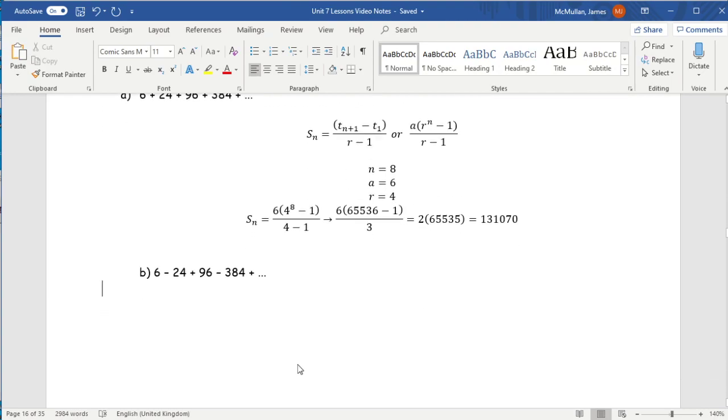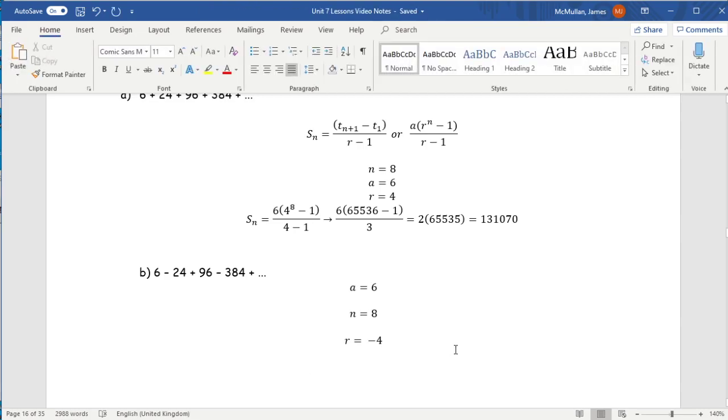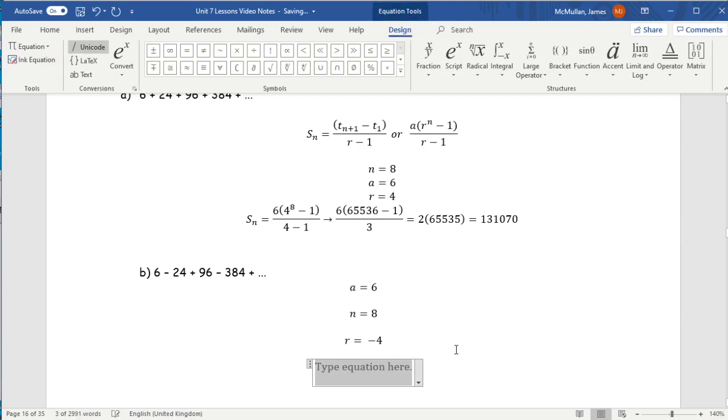Well, sorry, let's write down what we know. A is 6, N is 8, except R this time is negative 4, because you can see the signs are alternating, because every time you multiply by negative 4, it would change a positive to a negative and a negative back to a positive. Let's use our formula.